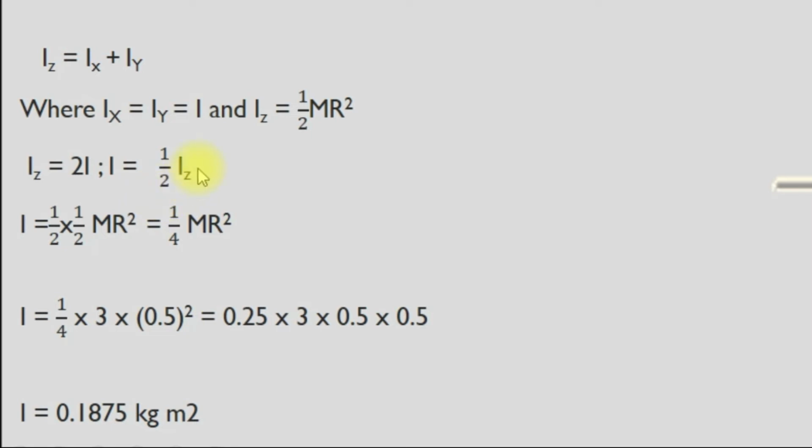So, Iz value is found to be half m r squared. Substituting in this equation, we have I is equal to half into half m r squared, which will be equal to 1 by 4 m r squared. Substituting m value and r value, we have I is equal to 1 by 4 into 3 into 0.5 the whole squared. Multiplying and simplifying, we have I is equal to 0.1875 kilogram meter squared.